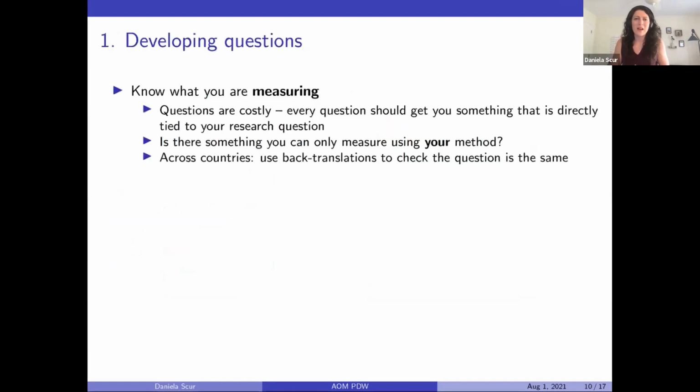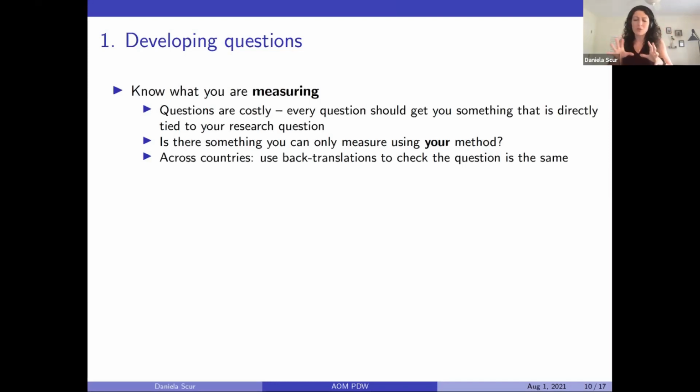So first of all, in terms of developing questions, one of the more important parts has been understanding what you're measuring and the idea that questions are very costly. And again, this has come up a couple of times. Every question in your survey should get you something that's directly tied to your research question. And secondly, is there something that you can only measure using your method? Again, this has also come up.